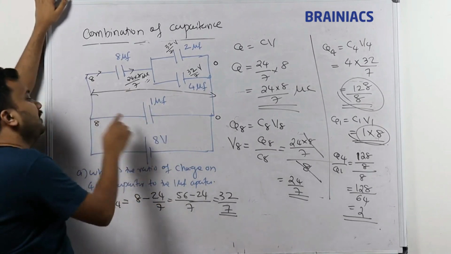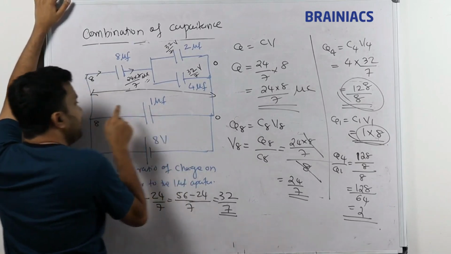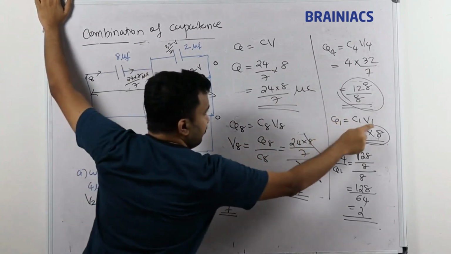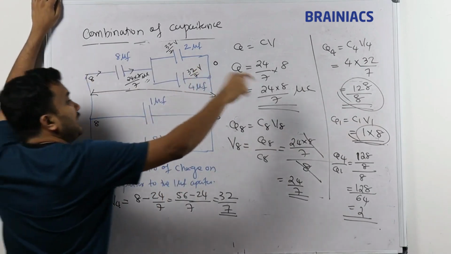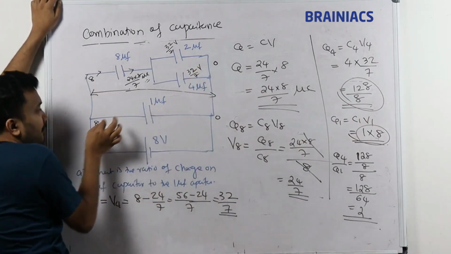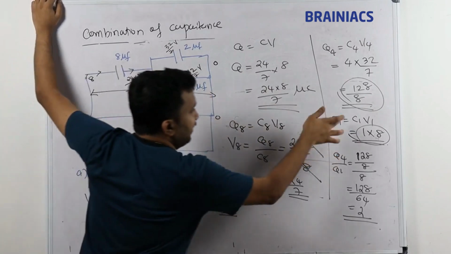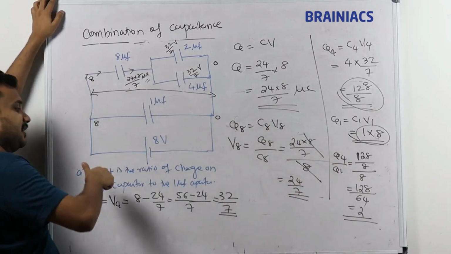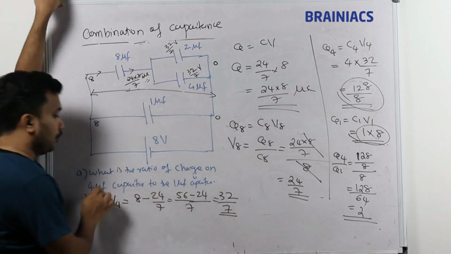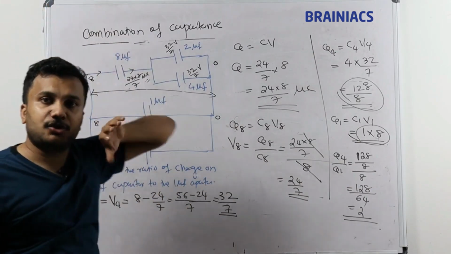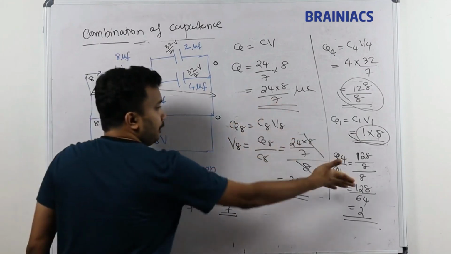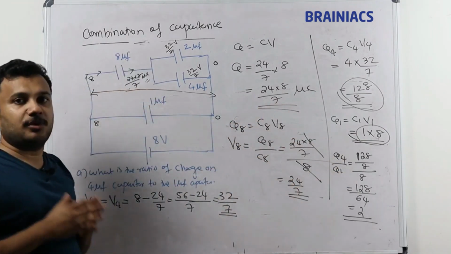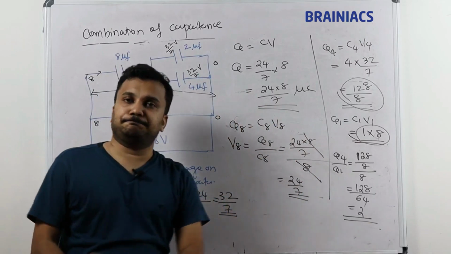Here I know the capacitance and the voltage. How to get the charge? Q1 is equal to C1 V1. C1 is 1, V1 is 8. So I multiplied and got Q1. The question is asking for the ratio of charge on the 4 microfarad capacitor to the 1 microfarad capacitor, which means I have to take the ratio Q4 by Q1. I have taken the ratio and got the answer equal to 2.